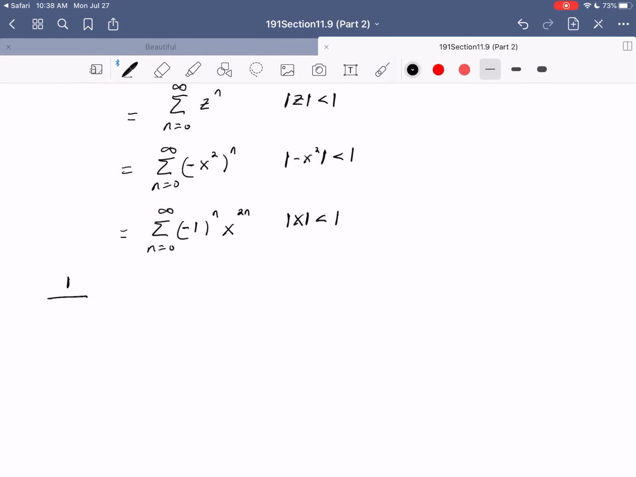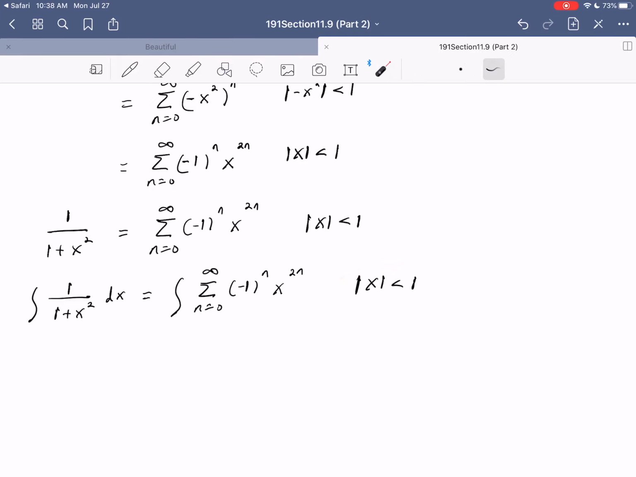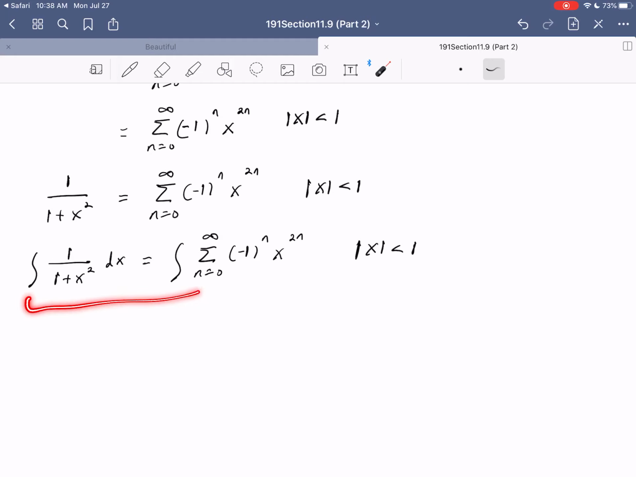So we have 1 over 1 plus x squared is equal to the sum from n equals 0 to infinity of (-1)^n x^(2n), as long as the absolute value of x is less than 1. All right, let's go ahead and integrate both sides. So the integral of 1 over 1 plus x squared dx is going to be the integral of the sum from n equals 0 to infinity of (-1)^n x^(2n), again, as long as the absolute value of x is less than 1. So applying that integral is not going to impact our radius of convergence.